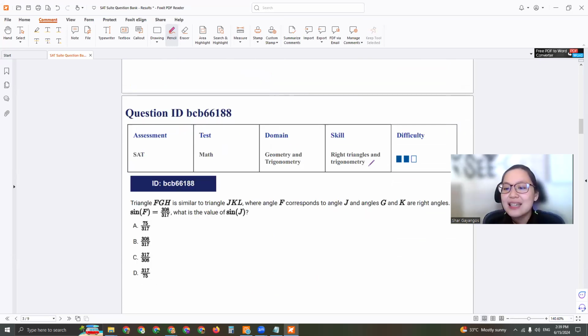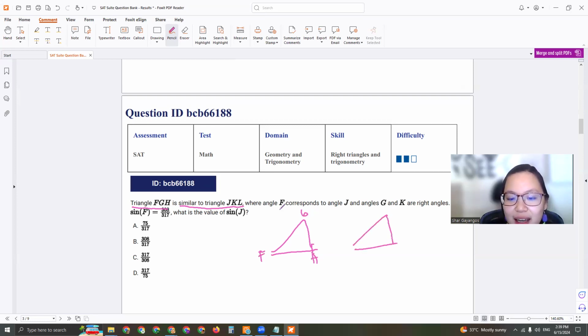And then this is difficulty 2 out of 3, and we're working with trig functions because we could see sine here immediately, and then we know that triangle FGH is similar to triangle JK. So let's just go ahead and label the triangles. FGH, I'm not a good drawer, so bear with me. And then F corresponds to J, so it's just telling us that the angles match up.